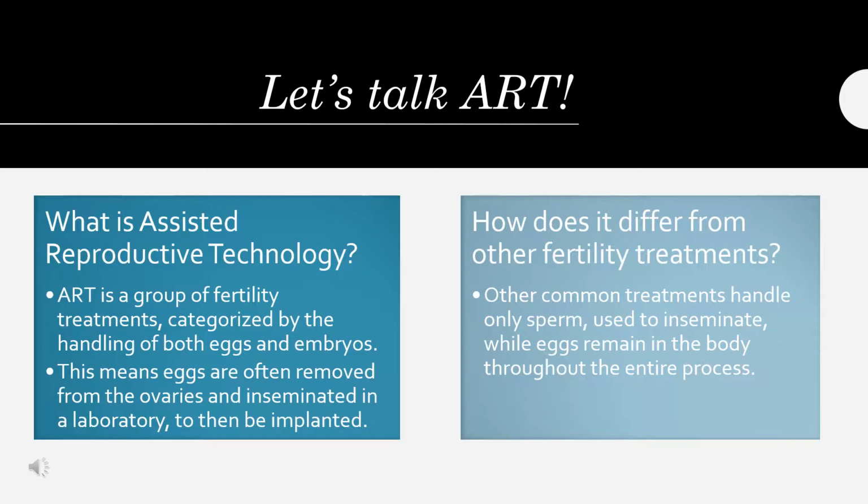So let's talk about ART. Throughout this presentation, I will be using the acronym ART to refer to assisted reproductive technology. So what exactly is ART? ART is a group of fertility treatments categorized by the handling of both eggs and embryos. This means eggs are often removed from the ovaries and inseminated in a laboratory to then be implanted.